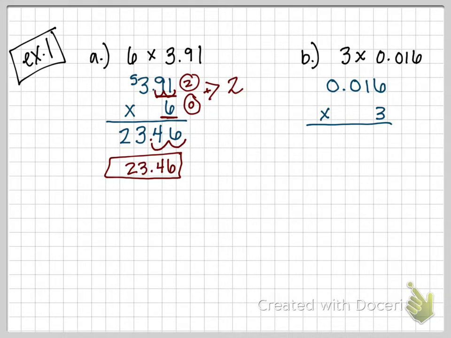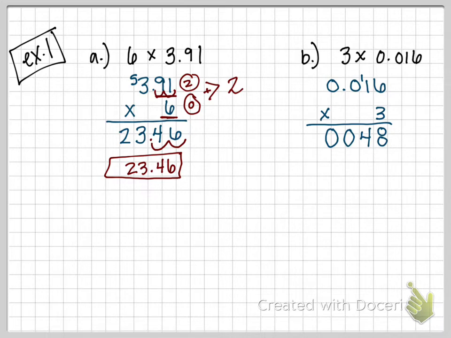We do our multiplication. Don't worry about the decimal till the end. 6 times 3 is 18. Carry the 1. 3 times 1 is 3, plus 1 is 4. And then we have zeros. 3 times 0 is 0. 3 times 0 is 0.